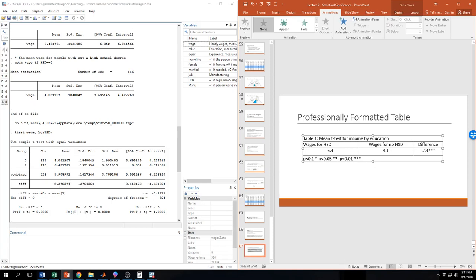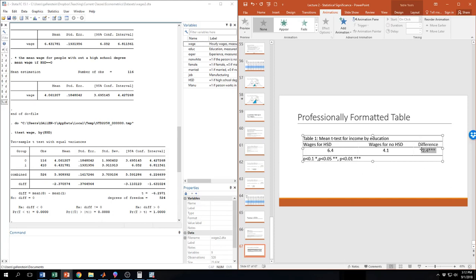That's the difference. All right, and then I report whether or not it's statistically significant by putting some stars on it. The number of stars indicates at what level of statistical significance I'm using. So basically, if my p-value is smaller than 0.1, I'll use 1 star. If it's smaller than 0.05, I'll use 2 stars. And if it's smaller than 0.01, I'll use 3 stars.